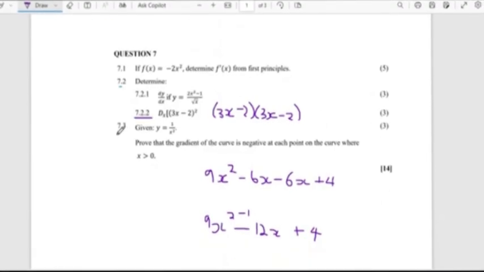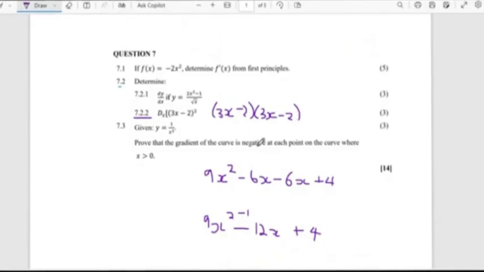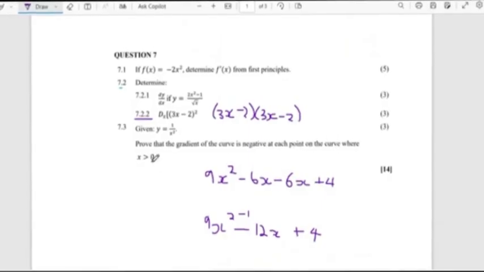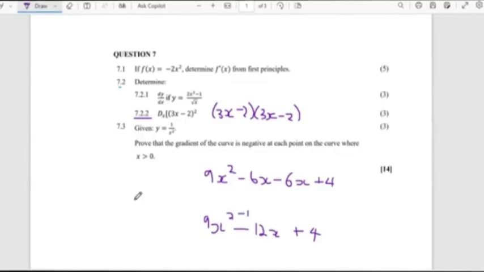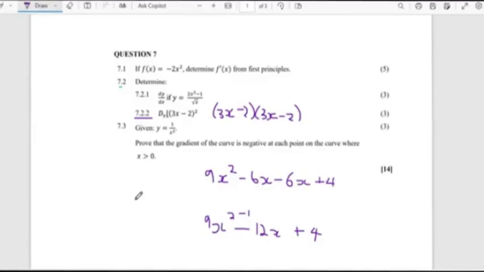Now, let us move on to 7.3. Now, 7.3 says prove that the gradient of the curve is negative at each point on the curve where x is greater than 0. Basically, remember, whenever you're dealing with gradients, it simply means that we need to make use of the first derivative. Because the gradient of anything, your first derivative is the change, right? It's changing something. And this also represents your gradient. So every time you have a question relating to gradient, just know that you would need to make use of the first derivative. Now, how are we required to make use of that in this question?